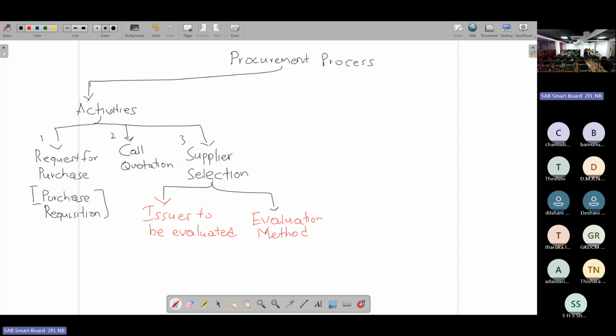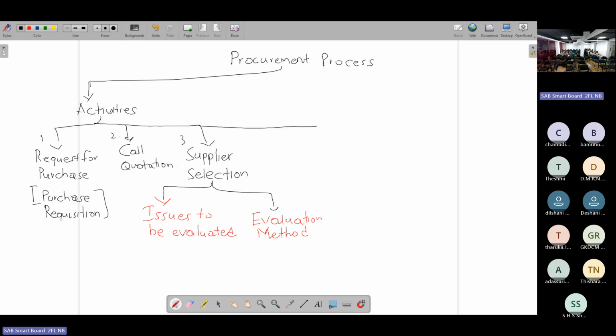Continuous supply. For continuous supply, you have to ensure the financial stability of the supplier. So to evaluate that issue, what is the method you can use? You can get the supplier's financial statements. Third one, quality issues. To ensure quality, you can request sample goods. Third one, ethical issues. We have to get a representation from the supplier. So this is the third topic.